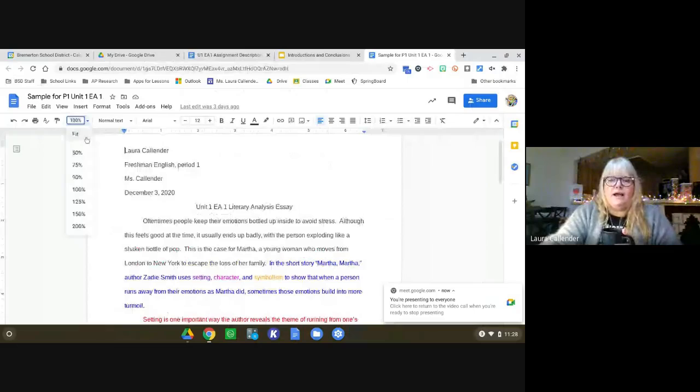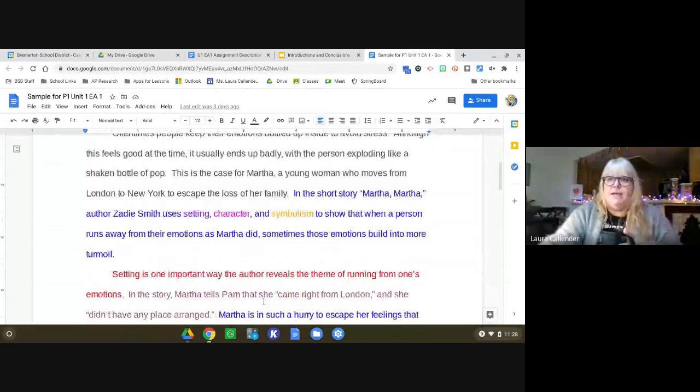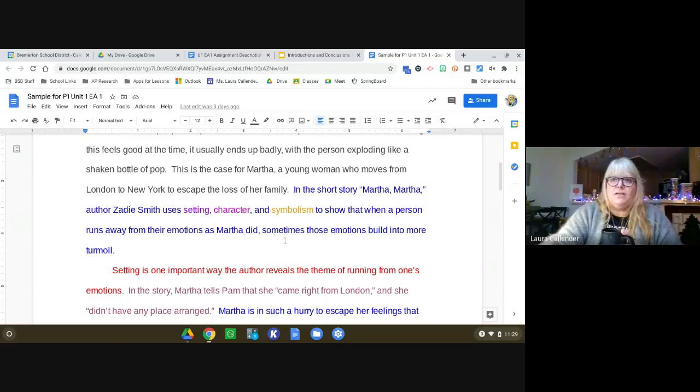So on Monday, we went through and we found some evidence and we put together a sample body paragraph. So we decided, as I was modeling, to use this theme: that when a person runs away from their emotions, as Martha did, sometimes those emotions build into more turmoil. And we said that in the short story, the author uses setting, character, and symbolism. And I did tell you that if you wanted to borrow that thesis statement, you could.